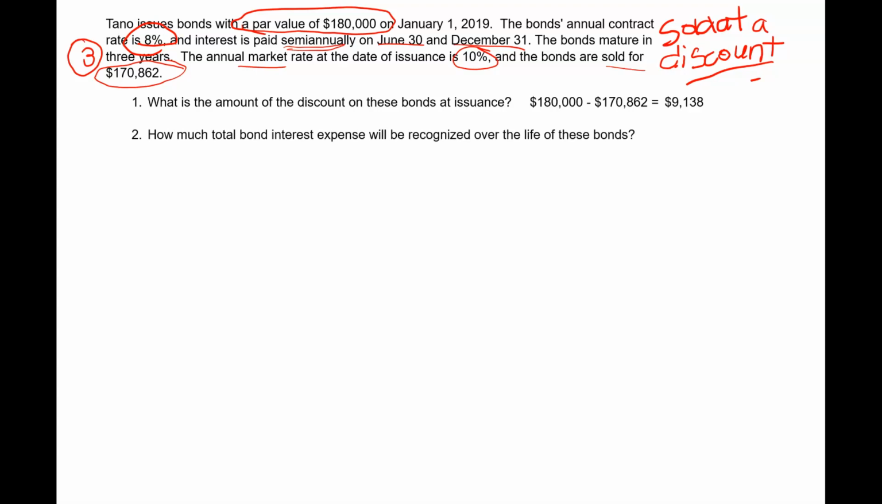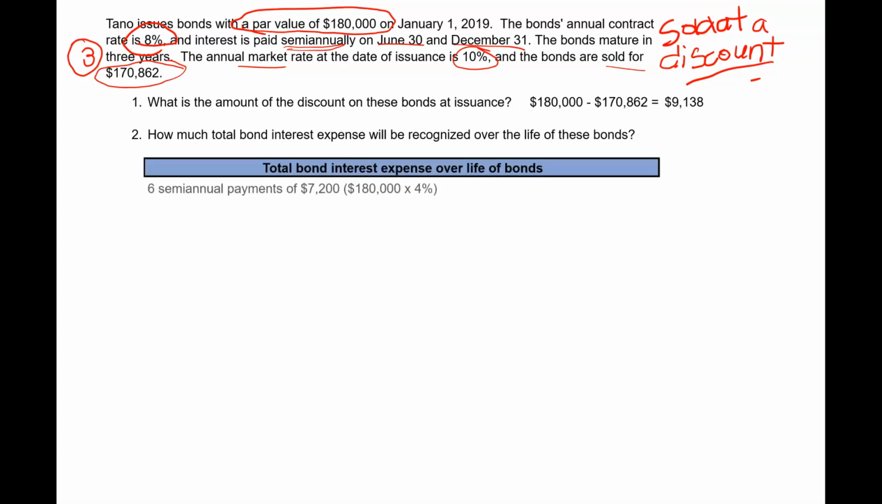How much total in bond interest expense will be recognized over the life of these loans? To figure out what your interest payment is, take the par value of $180,000, multiply it by 4%, which is half. It's the same thing. We could have done $180,000 times 8% times half a year. But half of 8% is 4%. So this is just an abbreviated way of doing it.